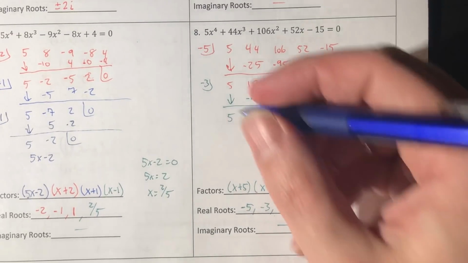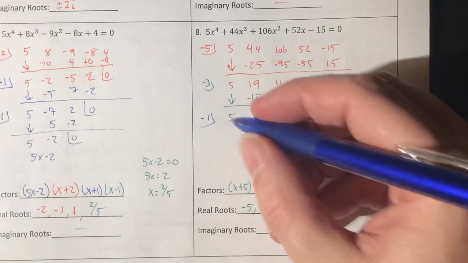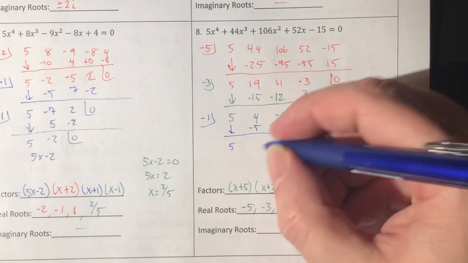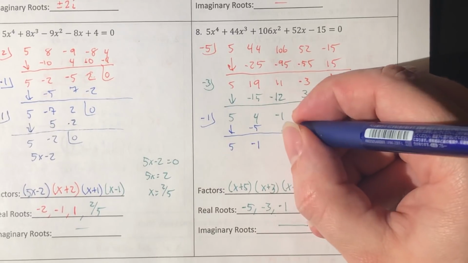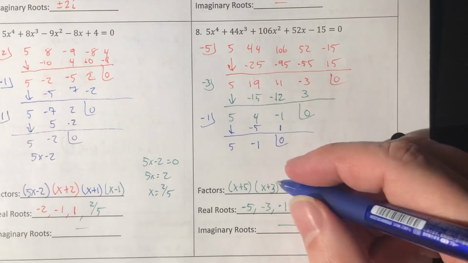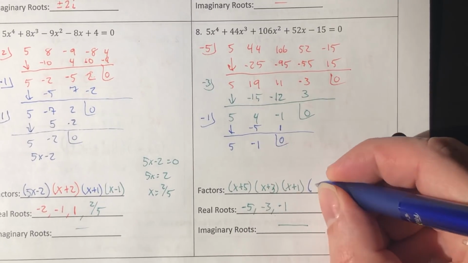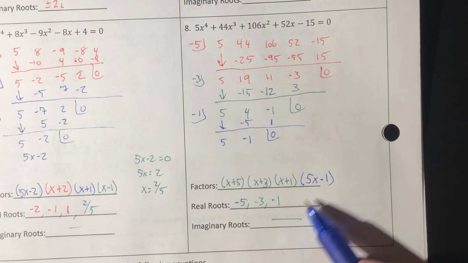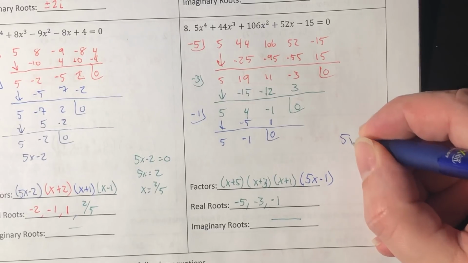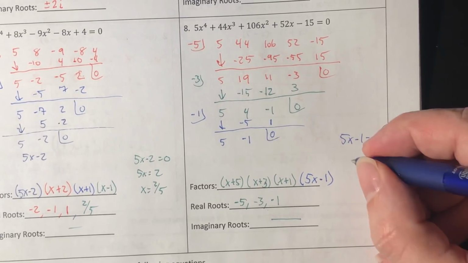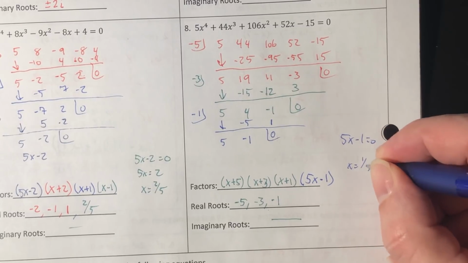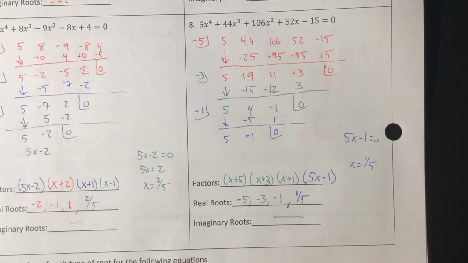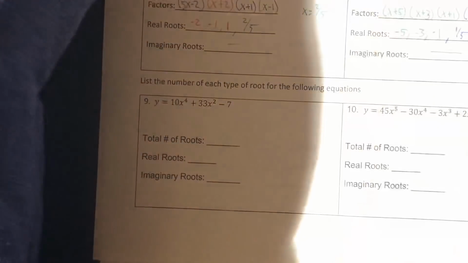So now I have this last 0 of -1. The 5 comes down. 5 times -1 is -5. That gives me -1 to 1 to 0. So my other factor is going to be 5x minus 1. So to find my other real root, set that equal to 0. And I get x equals 1/5. So I include that there with those real roots.